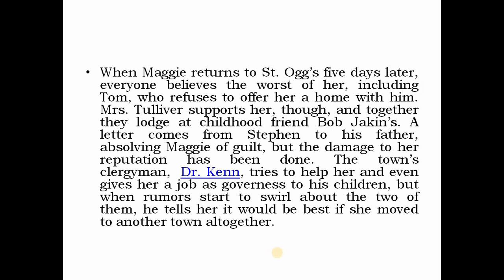Mrs. Tulliver supports her daughter Maggie, the heroine of the novel, and together they live at childhood friend Bob Jenkins' house. A letter comes from Stephen to his father absolving Maggie of guilt. He writes that Maggie wasn't at fault at all, it was he who convinced her, but the damage to her reputation has been done.